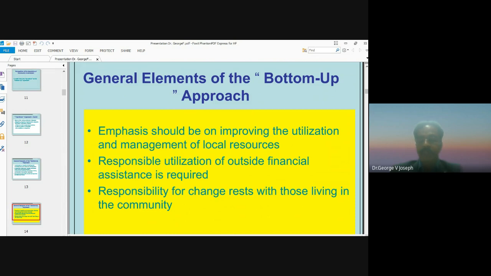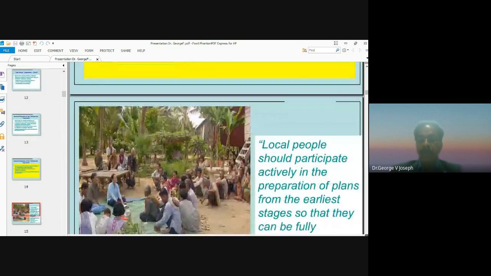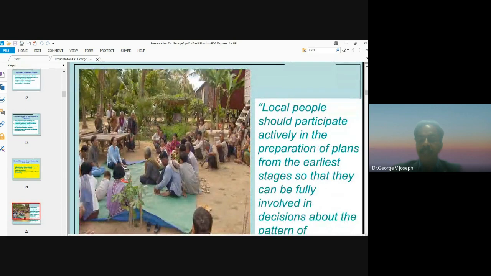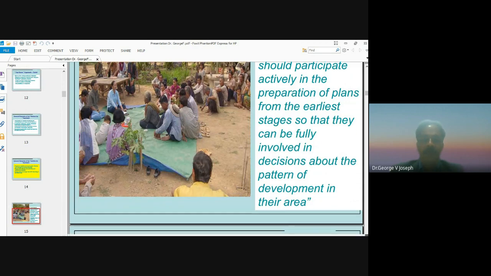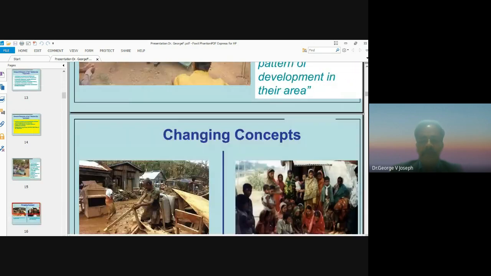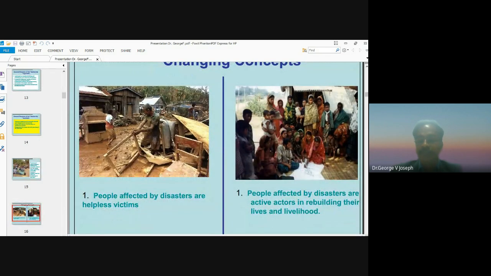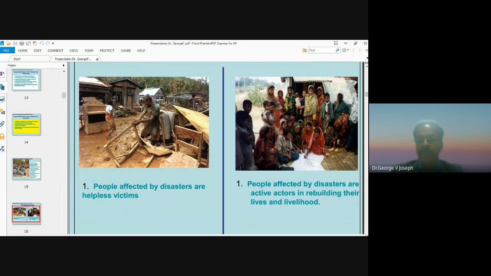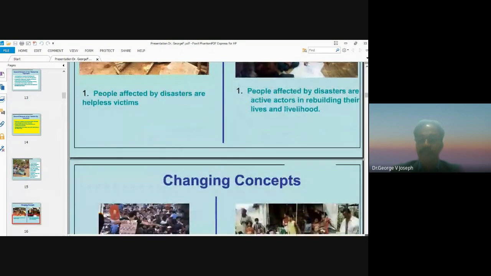Responsibility for change rests with those living in the community. So that is another issue. Local people should participate actively in the preparation of the plans, their implementation and their decision making. So people need to be involved in a very participatory manner at the micro level. Earlier the concept was that people affected by disasters are helpless victims, and that they are passive. But the thing is that they have their capabilities, they can plan, they can mobilize resources.